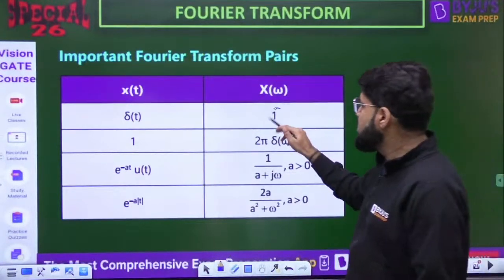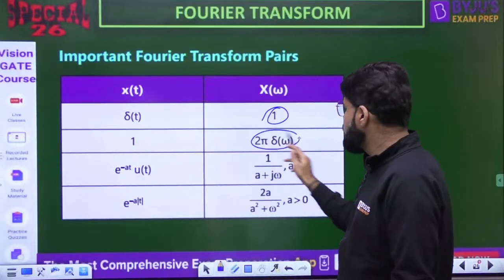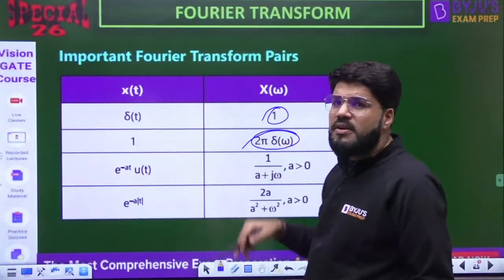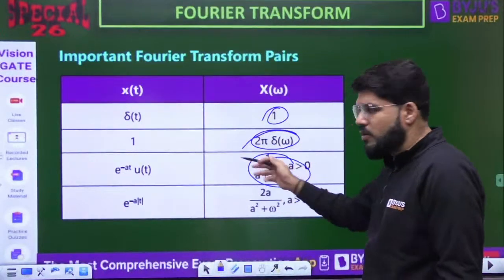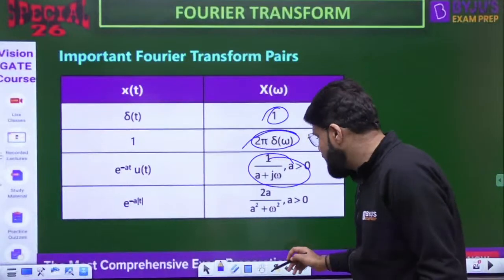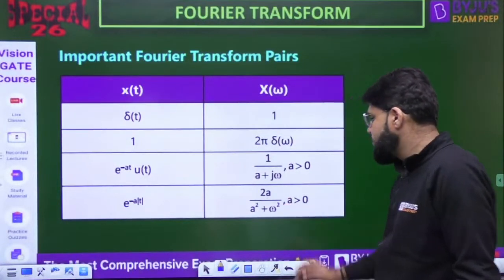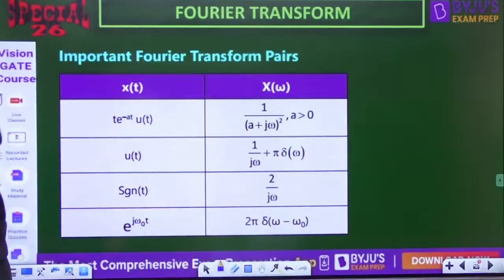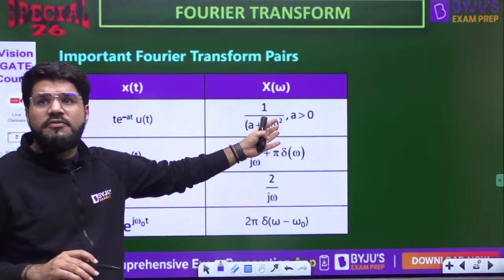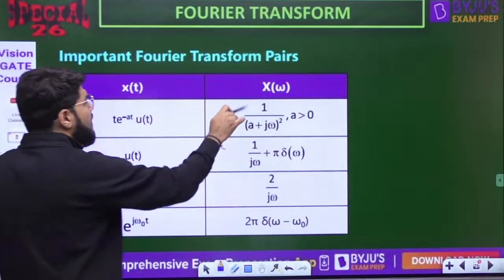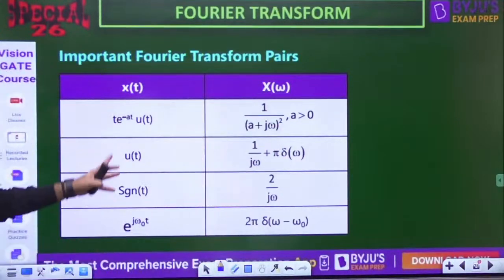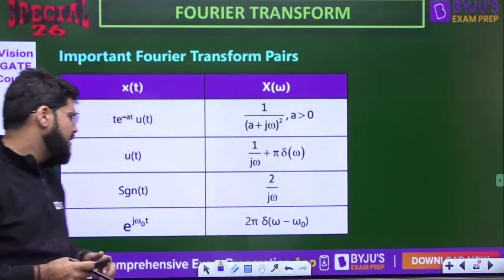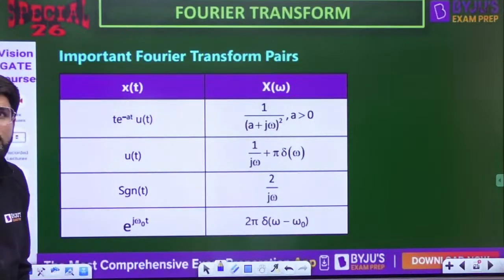So impulse has the Fourier transform 1. The constant 1 has the Fourier transform 2π δ(ω); we already saw this by duality. Then e^(-at)u(t) gives 1/(a+jω), which is also already discussed. Then e^(-a|t|) gives 2a/(a²+ω²) for a greater than 0, otherwise the Dirichlet's condition will fail. Then t e^(-at)u(t), which I already explained with the frequency differentiation property, is given by 1/(a+jω) whole square, again for positive a. This is also discussed with the integration property. Unit step has Fourier transform 1/(jω) + πδ(ω). Signum function has the Fourier transform 2/(jω).